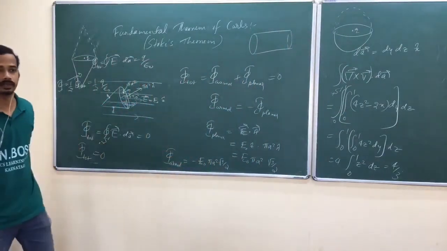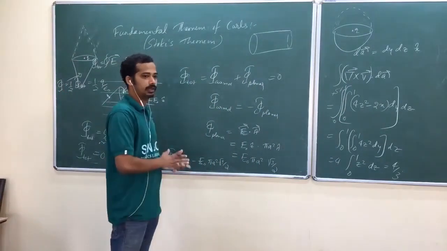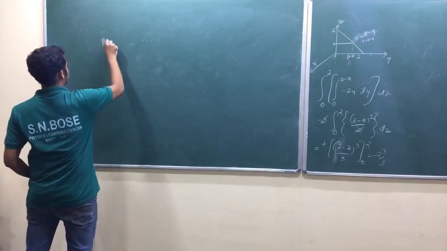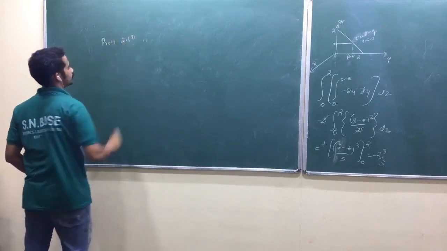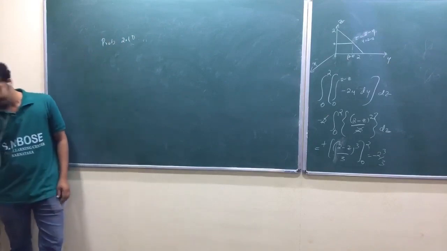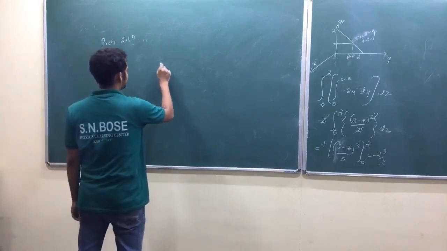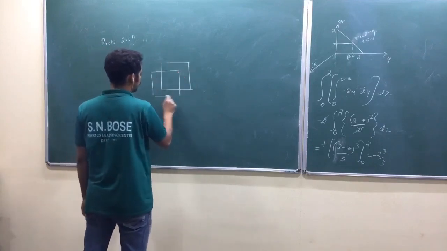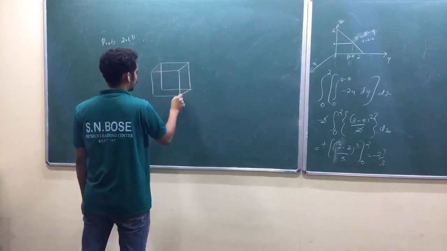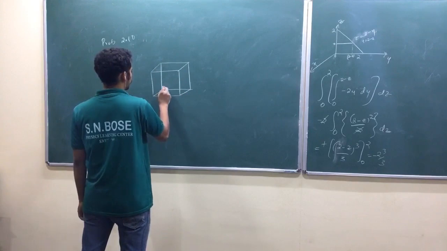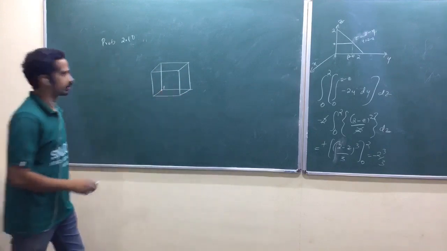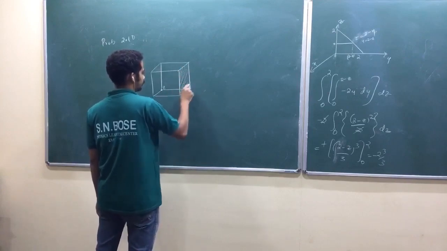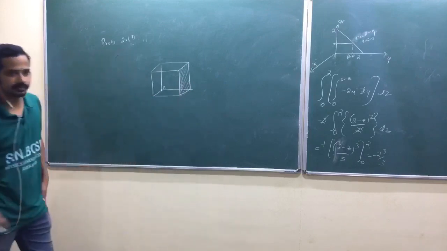First read Griffiths carefully. Okay? Read his comment carefully, and then try to apply your logic. Okay? So problem number 2.10. It was an old question again. He has taken a cube and he placed a charge Q at one of the corners, and he asked what is the flux through this surface. What is the flux through this surface?